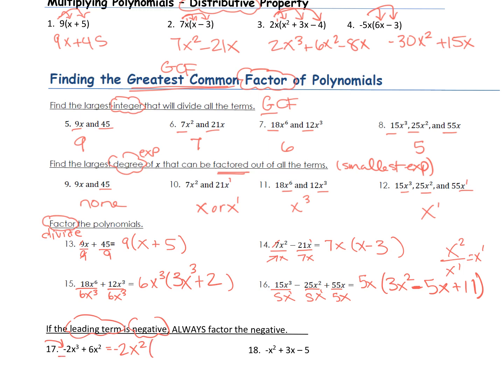So inside my parentheses, since now I'm dividing by a negative, my signs are going to switch. So a negative 2 divided by a negative 2 is a positive 1. And x cubed divided by x squared would be an x to the first. And then a positive 6 divided by a negative 2 is a negative 3. And x squared divided by x squared cancels.